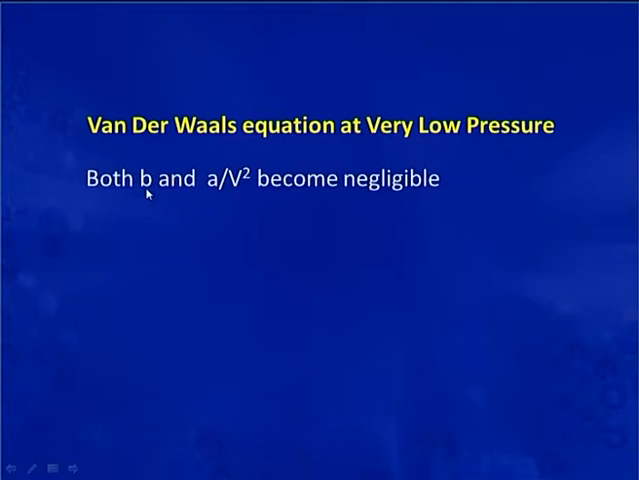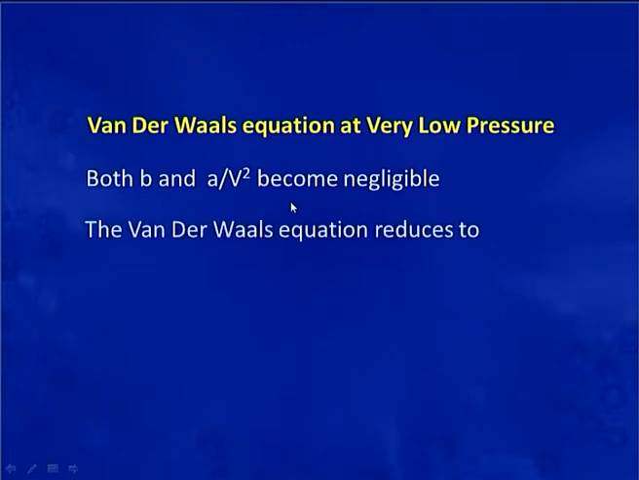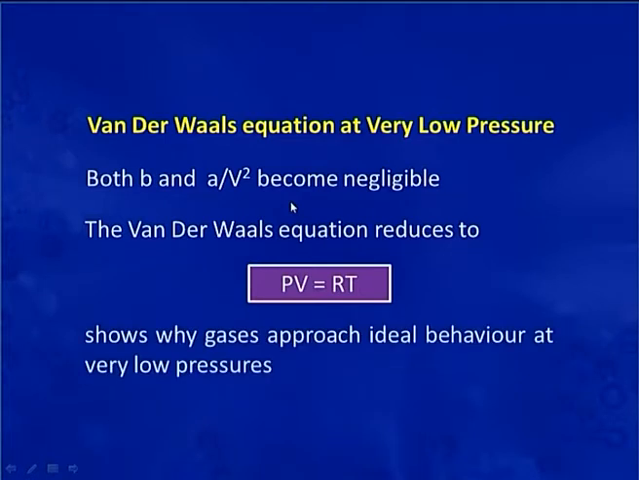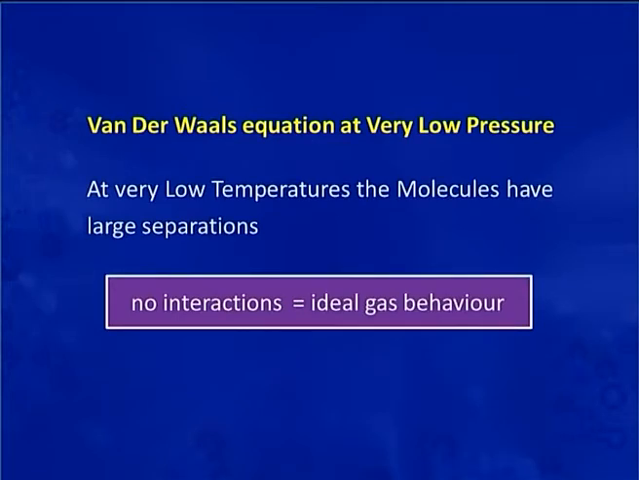The third condition is the van der Waals equation at very low pressure. Let us check when the pressure is very low. In that case, both factors b and a/V² become negligible. So, the equation reduces to PV = RT. It shows that at this point gases show ideal behavior. At very low pressures, the molecules have large separation, so no interaction, it means they will show ideal gas character here.